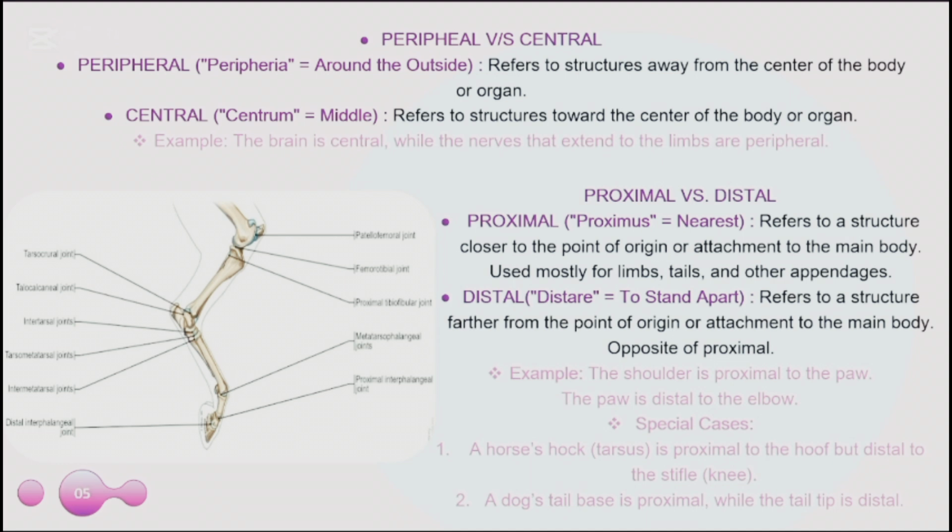Proximal versus distal. Proximal, derived from the word proximus, that means nearest, refers to a structure closer to the point of origin or attachment to the main body, used mostly for limbs, tails, and other appendages. Distal, derived from the word distare, that means to stand apart, refers to a structure farther from the point of origin or attachment to the main body, opposite of proximal. For example, the shoulder is proximal to the elbow, and the paw is distal to the elbow.